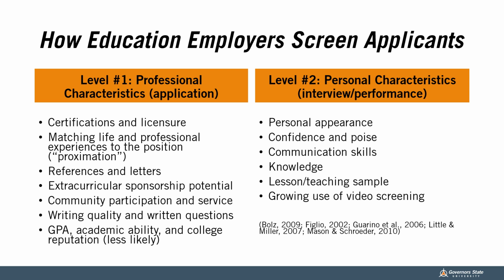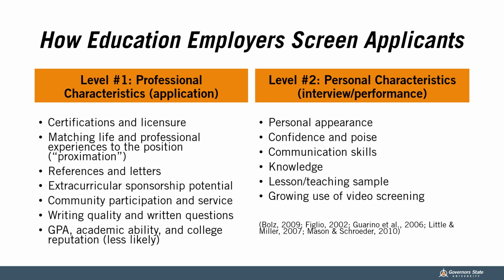Once you've applied for a job, how do school leaders screen applicants? How do education employers decide which applicants to invite for the next step? To help you understand this process, we've broken it down into two different levels. Level 1 we'll call professional characteristics. This is where you submit the application.